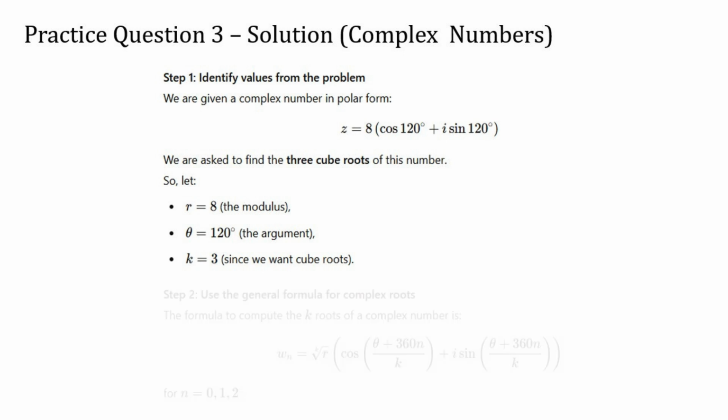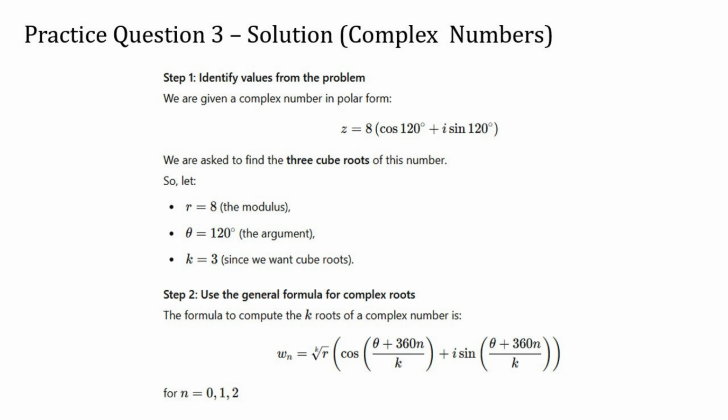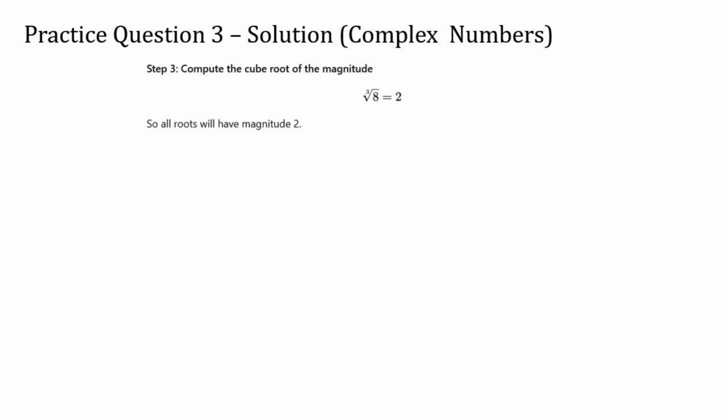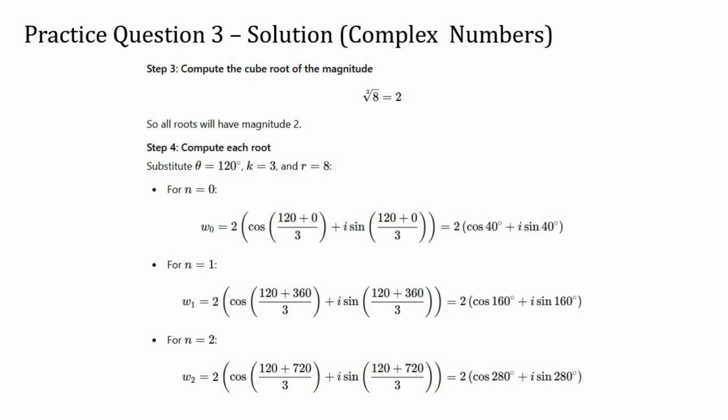To solve this, we'll use the general formula for finding the roots of a complex number. This equation can be found in the FE Handbook. First, we take the cube root of the magnitude. The cube root of 8 is 2. This tells us that each of the three roots will have magnitude 2. Now we compute the three roots using our formula.